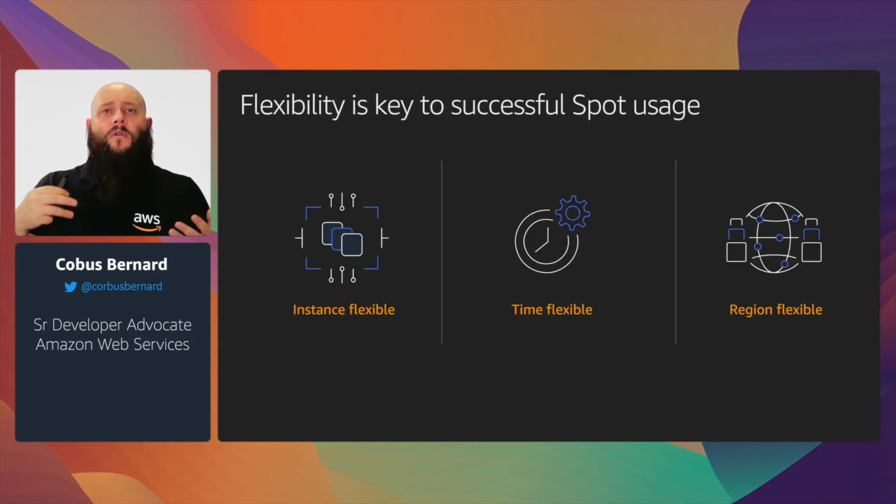So when you think of using Spot instances, there are 3 things you have to think about if you want to use them successfully. The first one is instance flexibility. When you're running workloads on, for example, M5 large, that has a certain configuration, let's say 2 CPUs and 4 gigs of RAM or 8 gigs of RAM, you can then look at other instance families that have roughly the same characteristics.